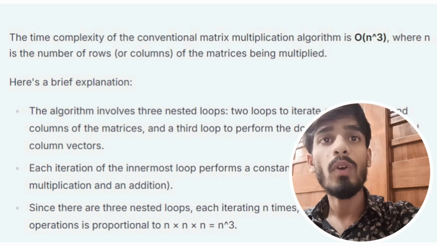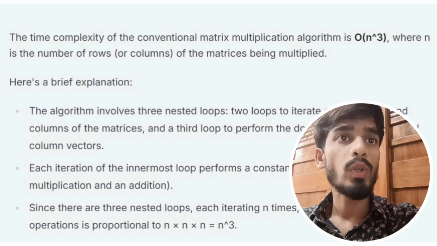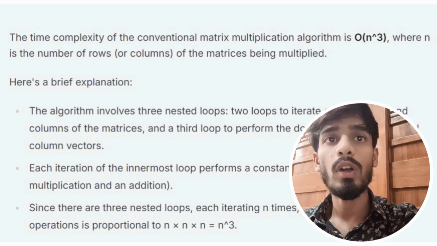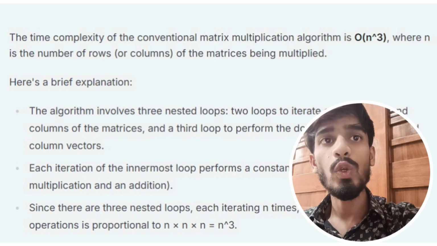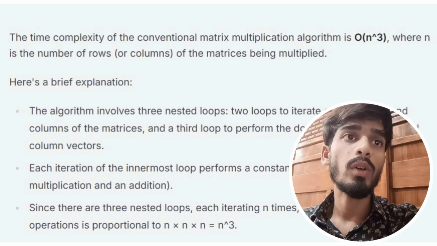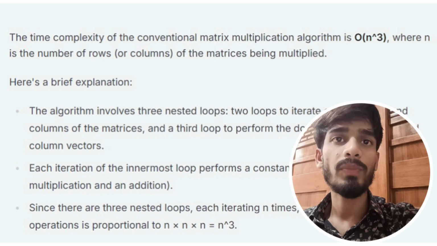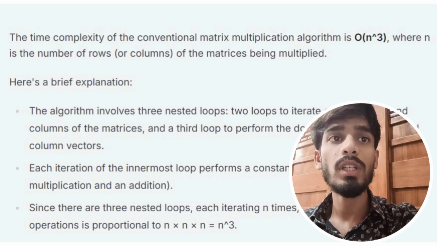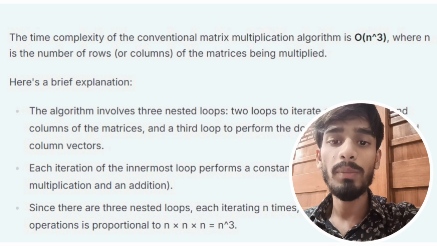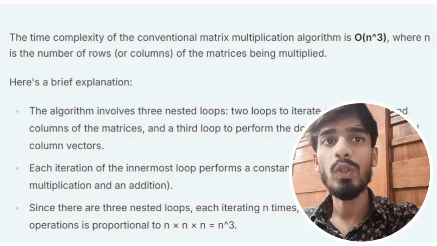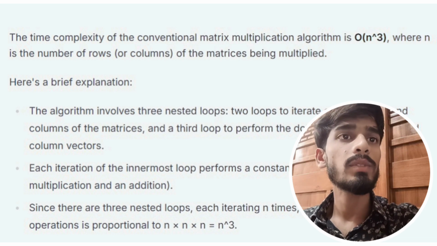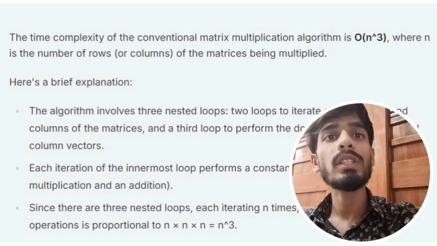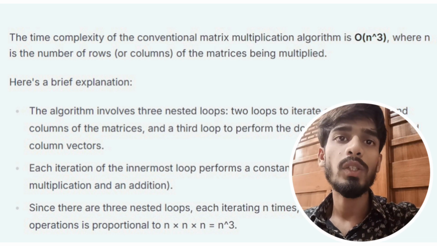The algorithm involves three nested loops. Two loops to iterate over the rows and columns of the matrices, and a third loop to perform the dot product of the row and column vectors. Each iteration of the innermost loop performs a constant amount of work, that is, a multiplication and an addition. Since there are three nested loops, each iterating n times, the total number of operations is proportional to n cube.